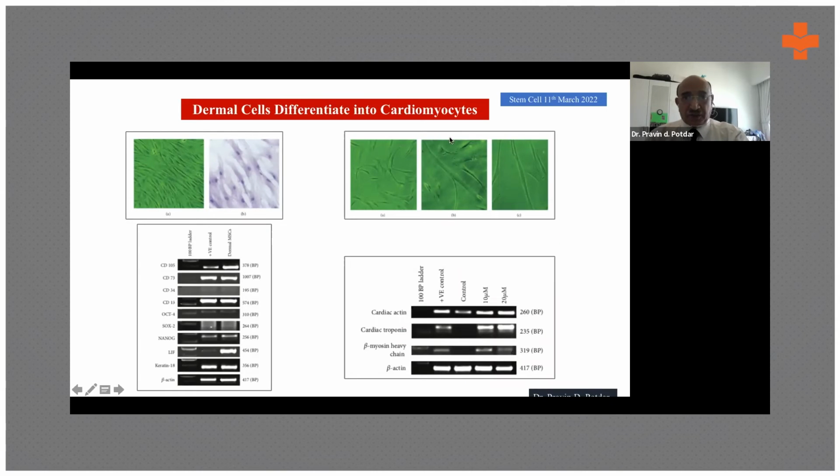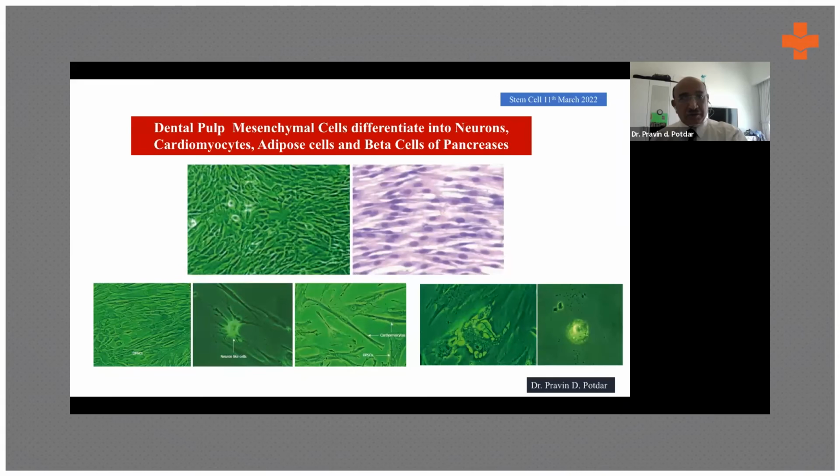Now, this is differentiation with skin dermal cells. I have differentiated them into cardiomyocytes and shown that they are making cardiomyocytes. These are the markers for cardiomyocytes, and these are the basic markers for stem cell pluripotency and mesenchymal stem cells.